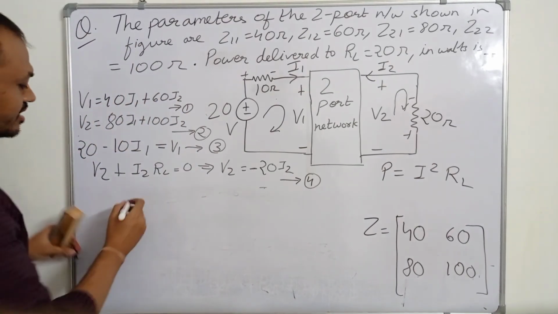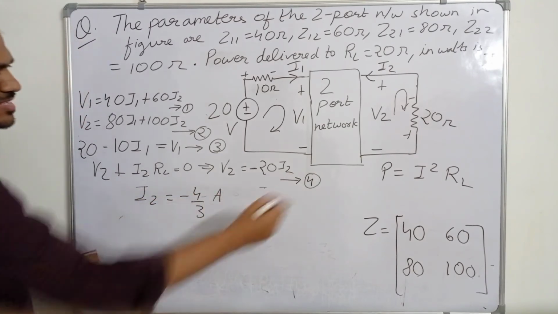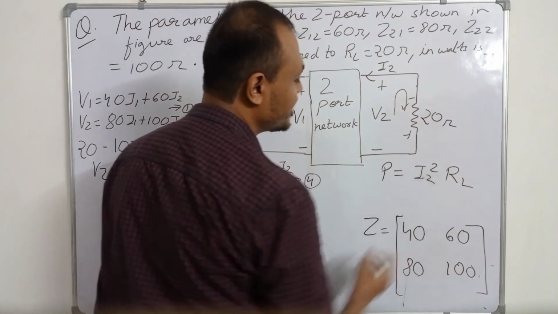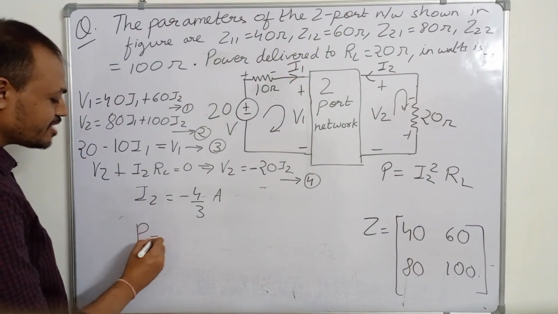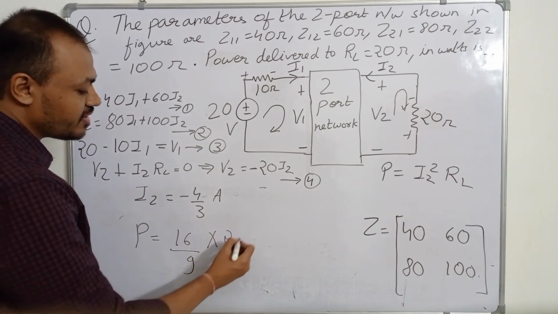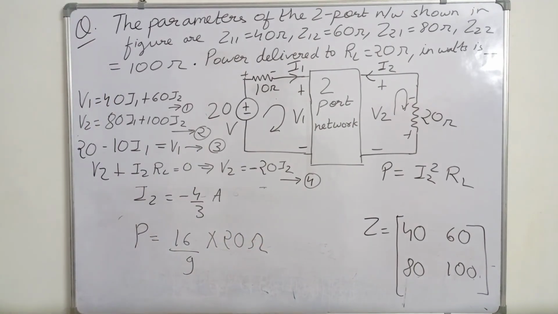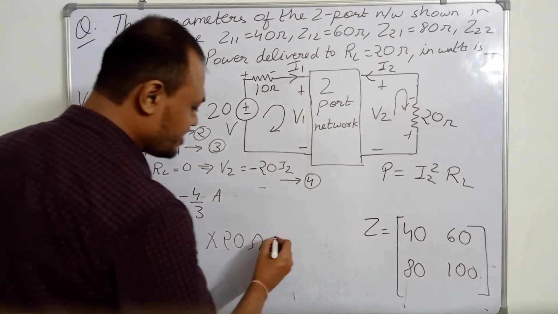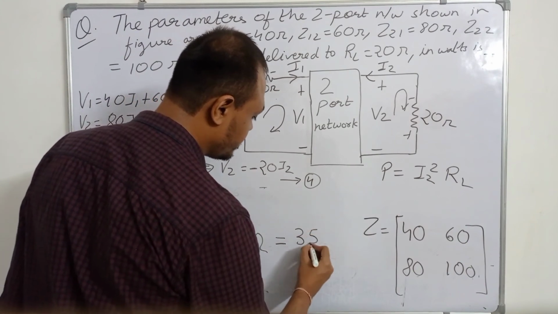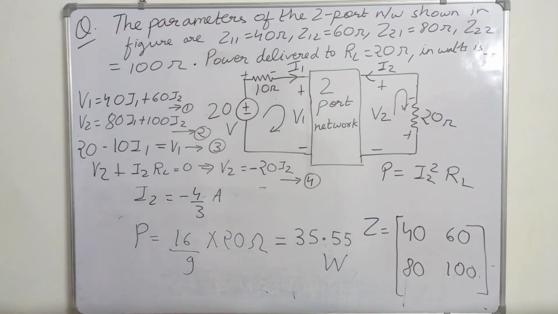So we will get I2 equal to minus 4 by 3 ampere. And if we substitute the value of I2 here, power equal to I2 square into RL. So power will be equal to 16 upon 9 into RL. RL is given as 20 ohm. So if you find the value, this will be equal to 35.55 watt.